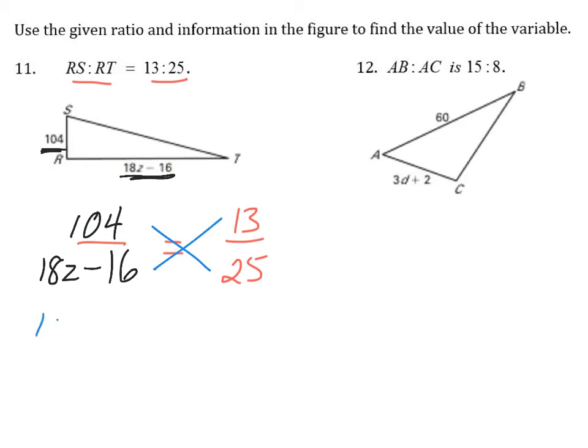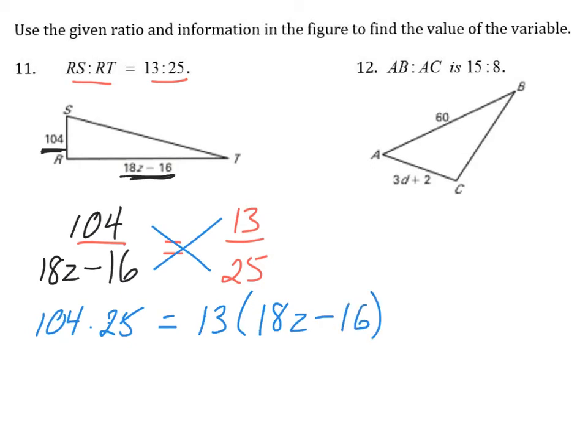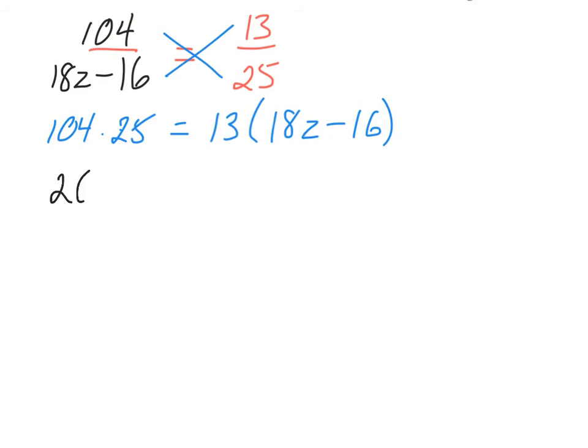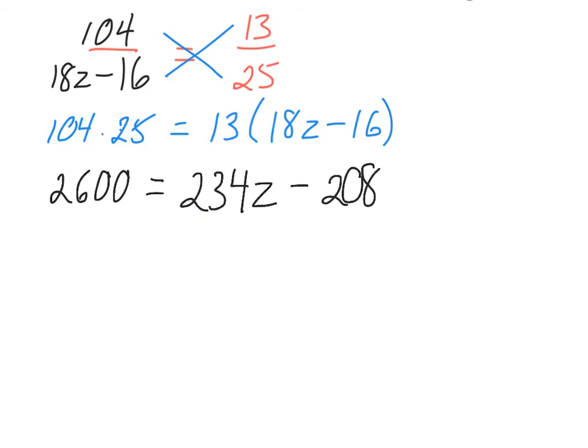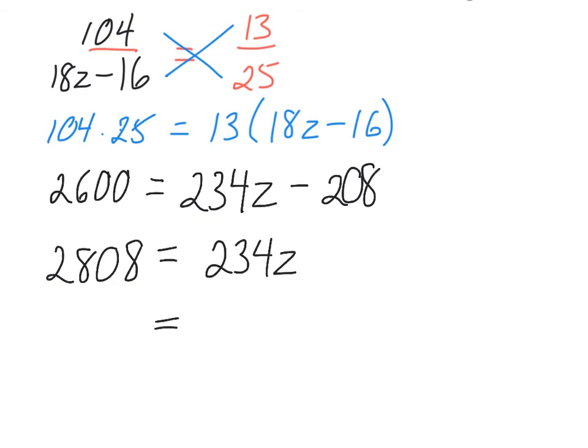So I'm going to have 104 times 25. And on the other side, I'm going to have 13 times this whole expression, 18Z minus 16. So I have 2600, and then I have 234Z minus 208. So now I'm going to get that 234Z all by itself. I'm going to move the 208 over here, which gives me 2,808, and lastly divide by 234, which tells me that Z equals 12.